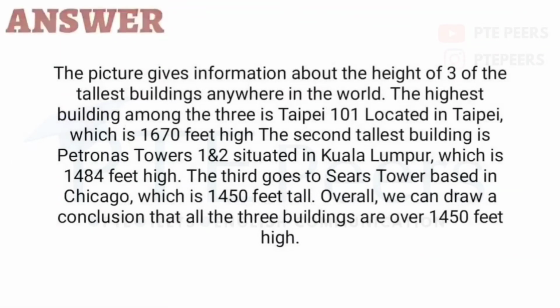The picture gives information about the height of 3 of the tallest buildings anywhere in the world. The highest building among the 3 is Taipei 101, located in Taipei, which is 1670 feet high. The second tallest building is Petronas Towers 1 and 2, situated in Kuala Lumpur, which is 1484 feet high. The third goes to Sears Tower based in Chicago, which is 1450 feet tall. Overall, we can draw a conclusion that all the 3 buildings are over 1450 feet high.